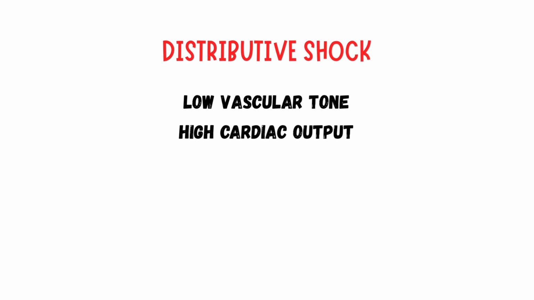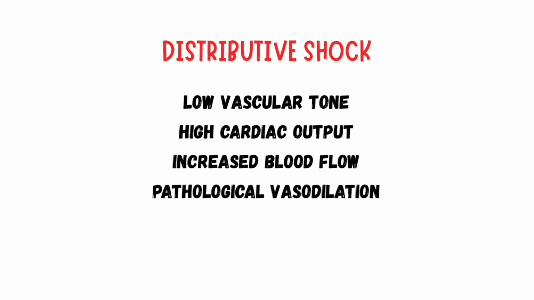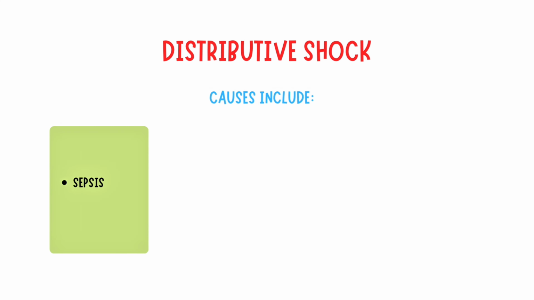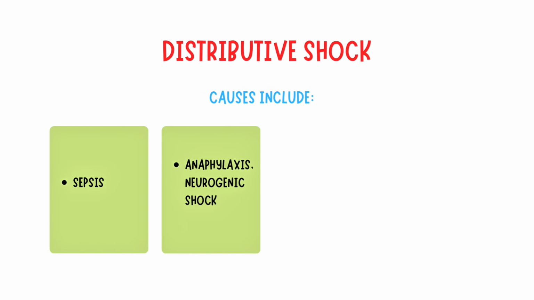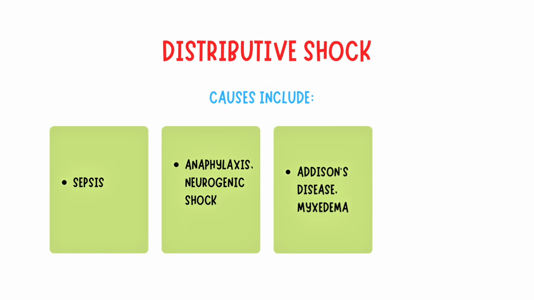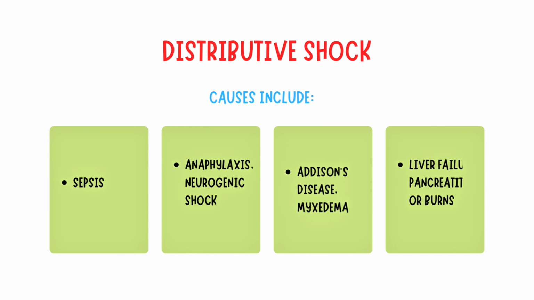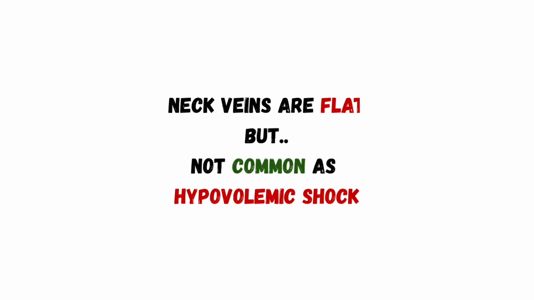The reason behind this is low vascular tone, often with high cardiac output. Because of increased cardiac output, there is increased blood flow, and as we discussed before about extremities being warm, the reason behind this is pathological vasodilation. The common causes of distributive shock include sepsis, anaphylaxis, neurogenic shock. The endocrine diseases like Addison disease, myxedema, liver failure, pancreatitis, or burn. In this type also, we can see neck veins are usually flat but not as common as in hypovolemic shock.